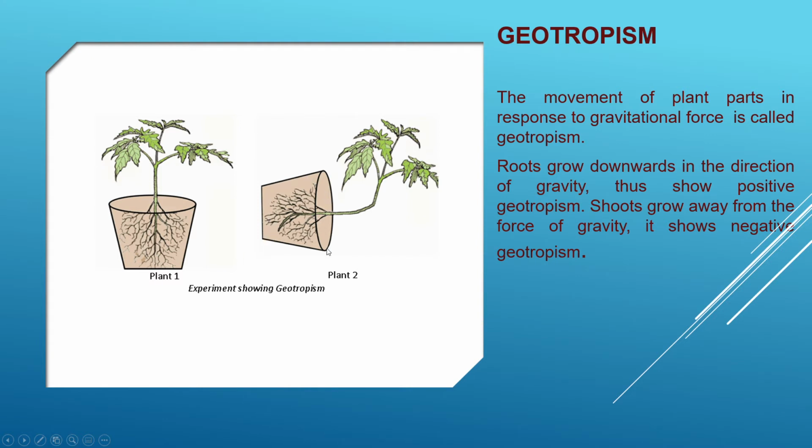But when the top is bent, the roots still grow towards the earth. That means the roots grow downwards, and the shoot grows upwards. So this is the geotropic movement, or geotropism.